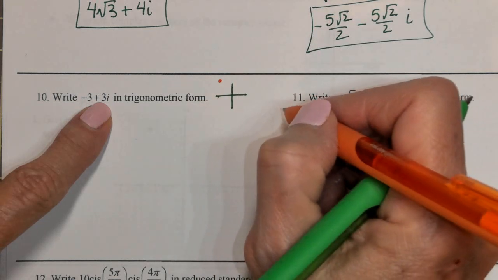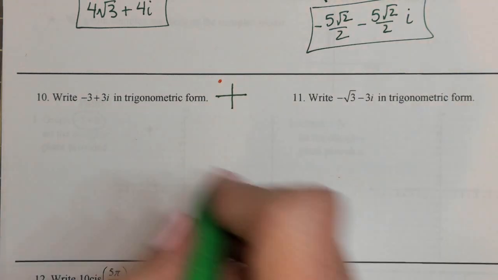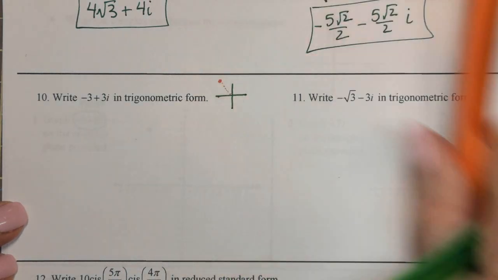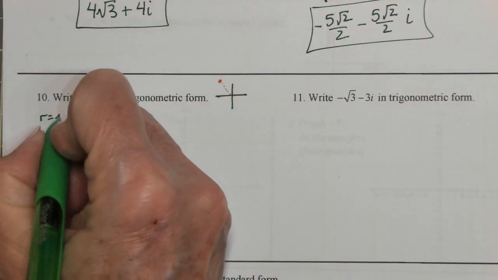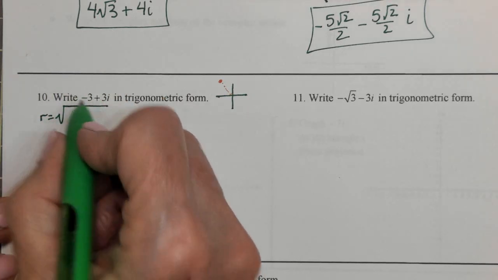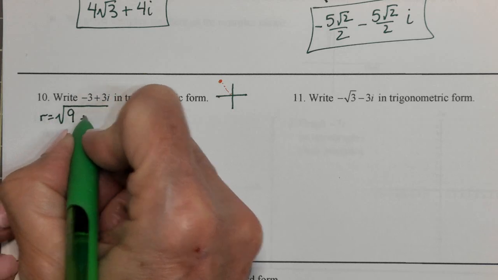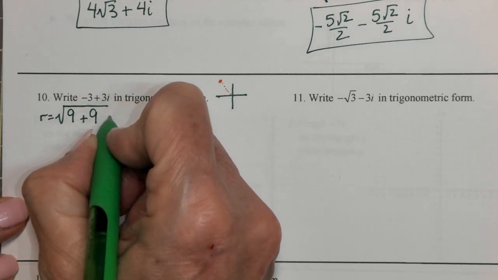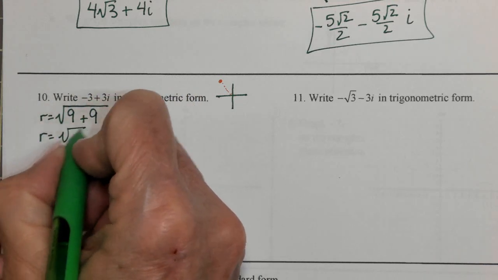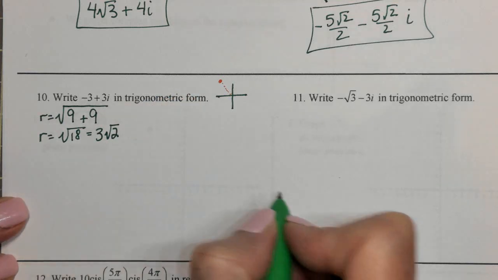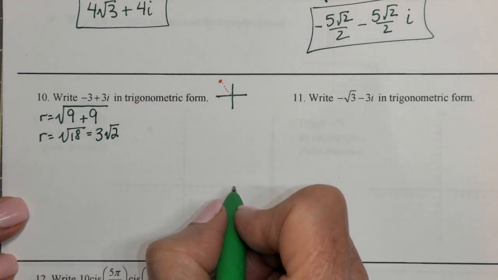So that's that point. Okay, so I need to get r, which is the modulus, right? So r is equal to the square root of the square of negative 3, which is 9, plus the square of positive 3, which is also 9. So r is the square root of 18, which is 3 square root of 2. That's r. Now to get theta.